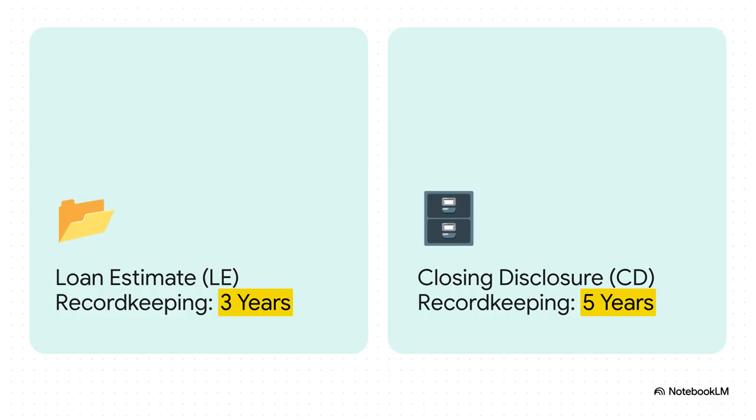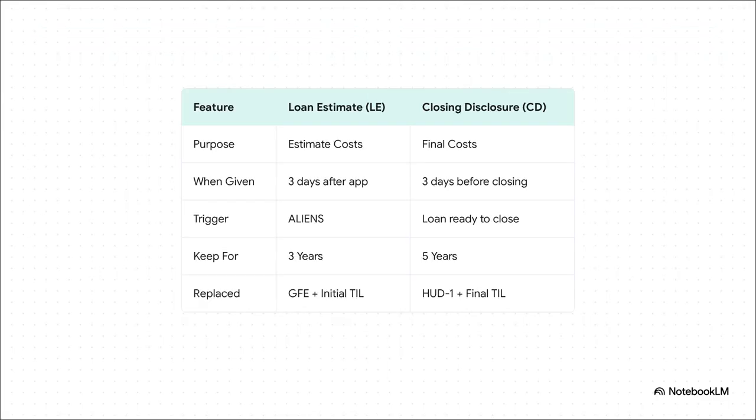Simple as that. Okay, this slide right here, this is your ultimate cheat sheet. Seriously, screenshot this. It puts everything we've talked about side by side. Look at the LE column. It's an estimate, it's tied to the application, remember a lines, and it's kept for 3 years. Now look at the CD column. It's final, it's tied to the closing, and it's kept for 5 years. This table tells the whole story. It's perfect for a final review.